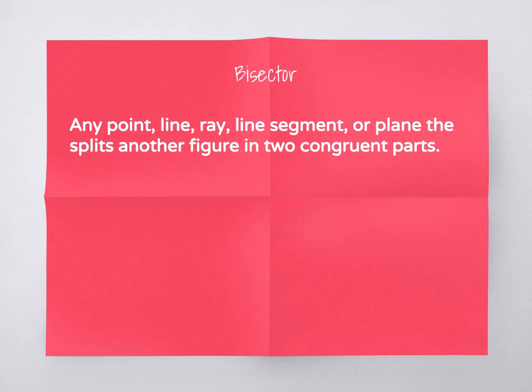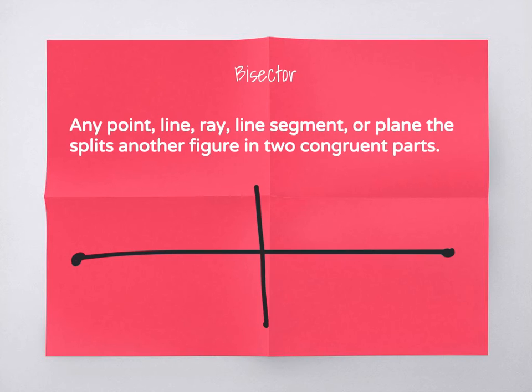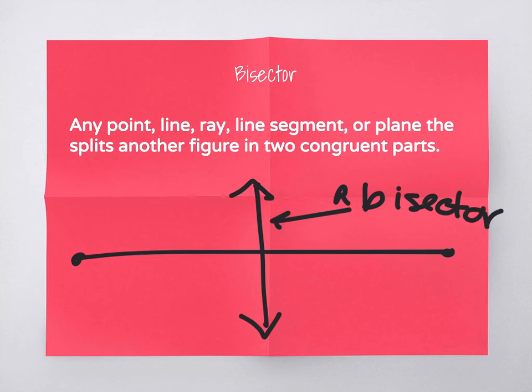So a bisector is any point, line, ray, line segment, or plane that splits another figure into two congruent parts. So technically, the midpoint is a bisector because it's a point that splits it in half. But you could also have a line segment or a line or a ray. Here's a ray, or we could make that a line, and this line would be called a bisector because it's cutting another figure in half. Okay, so a figure is a bisector if it does that job there.